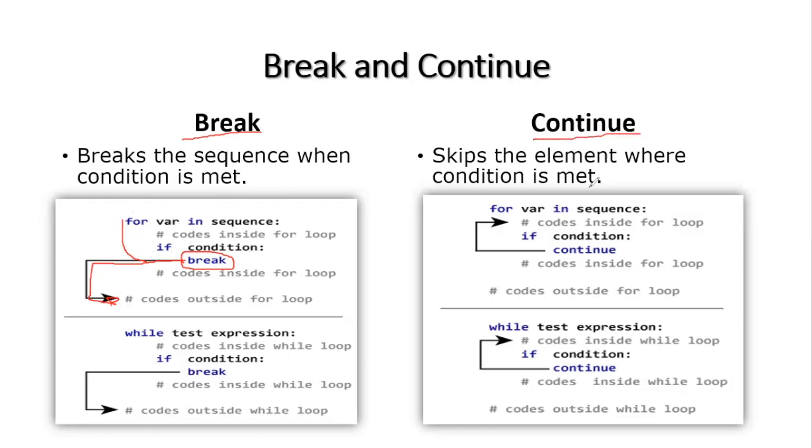Same for while loop. What continue does is it skips the element where the condition is met. So let's say if a condition is met and Python encounters the continue statement, it skips that particular code, that particular element, and then again starts reiterating. All right, let us check all of them in the practical session.